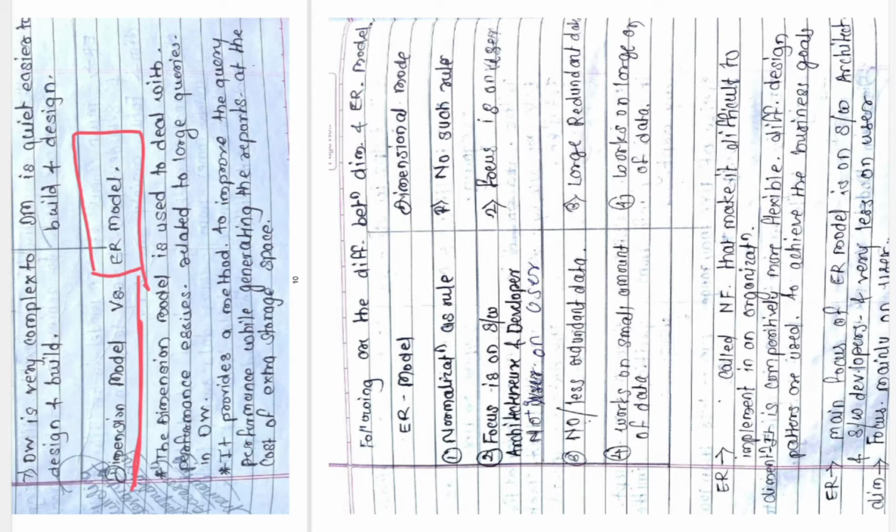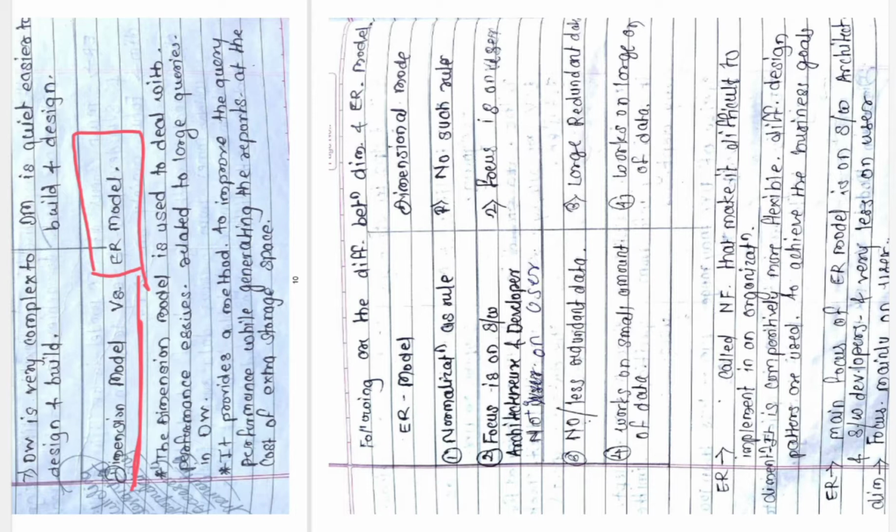Whatever interconnections there are between the different schemas, to indicate that relationship between the different schemas, we use the entity relationship model, ER model. So if I conclude, the ER model is used to make the interconnection to communicate between the different entities. But in the dimensional model it is not the case.